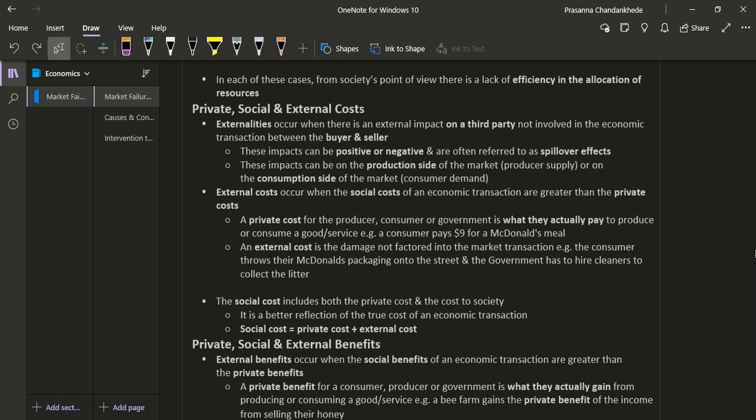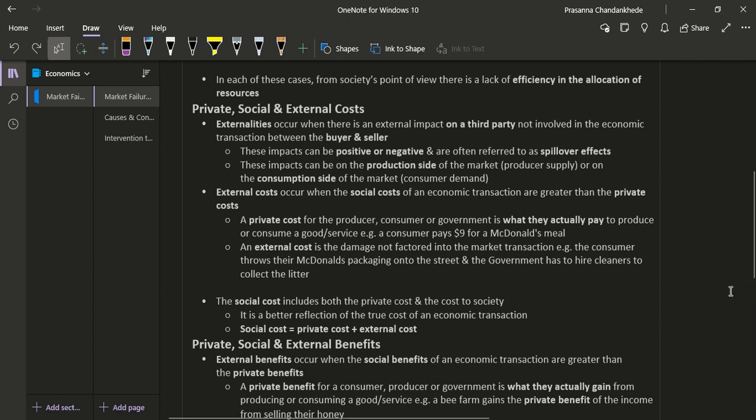External costs occur when the social costs of an economic transaction are greater than the private cost. A private cost for the producer, consumer, or government is what they actually pay to produce or consume a good. Example, a customer could pay $9 for a McDonald's meal.